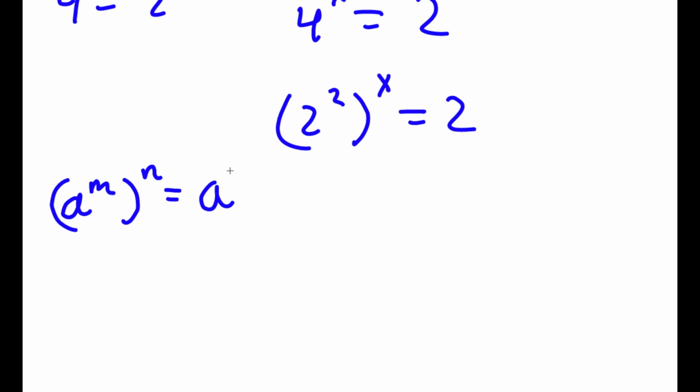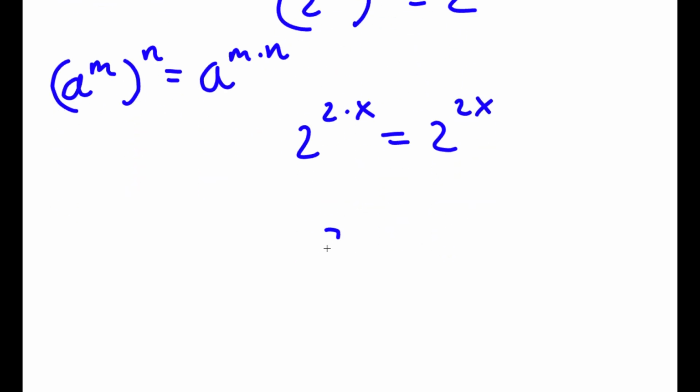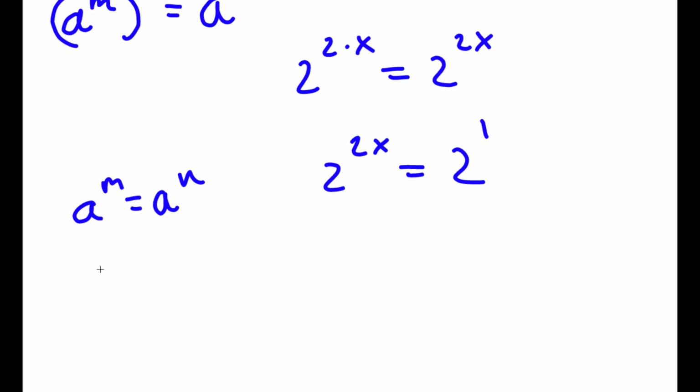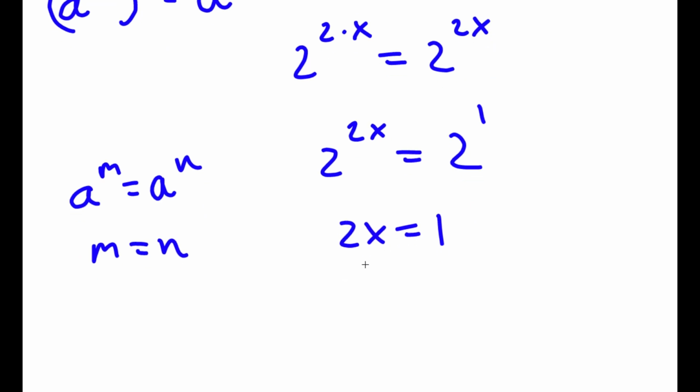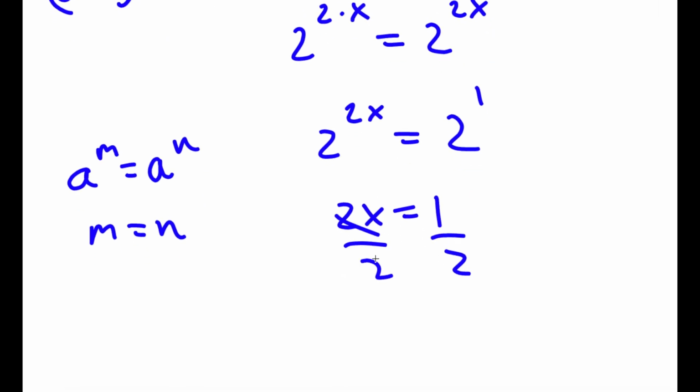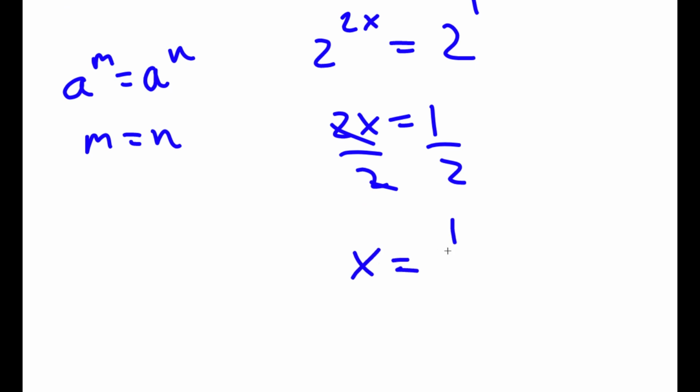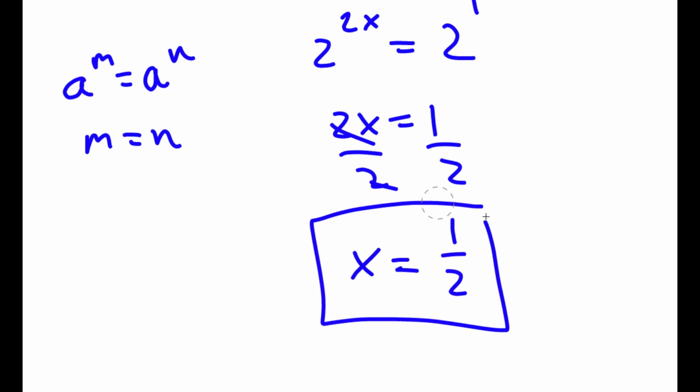Now, if I have something in the form a to the power of m to the power of n, this is equal to a to the power of m times n. So 2 to the power of 2 to the power of x is going to equal 2 to the power of 2 times x, which is 2 to the power of 2x. So I have 2 to the power of 2x is equal to 2. Now 2 here, this is the same thing as 2 to the power of 1. If I have something in the form a to the power of m is equal to a to the power of n, this means that m is equal to n. So in this case, 2x is equal to 1. Now if I divide both sides by 2, I get x is equal to 1/2. So this is my answer.